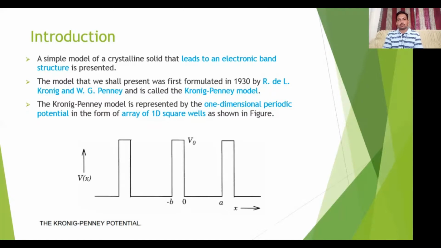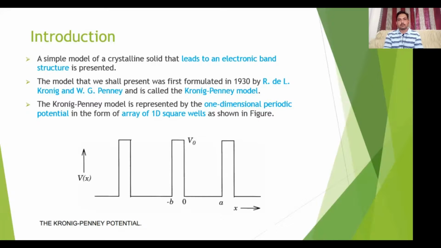The Kronig-Penney model represents a one-dimensional periodic potential, which is in the form of an array of one-dimensional square wells. It gives us a true picture of the periodic potential that is present inside the solid due to the positive ions, the nuclei. So this is the pictorial representation of the periodic potential.